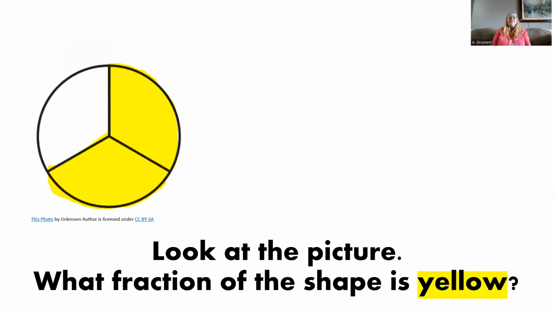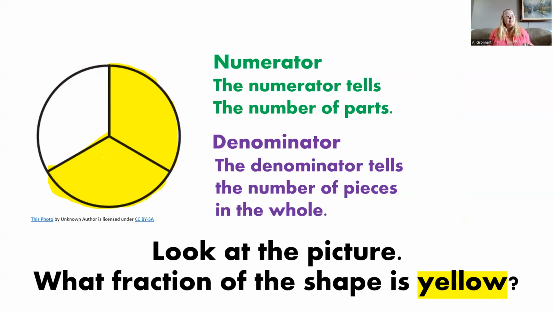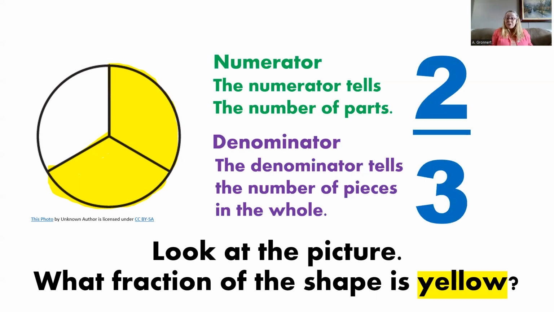Let's try another one. Okay, look at the circle. What fraction of the shape is yellow? That will be the numerator. How many of the pieces are yellow? Okay, now at the bottom of your fraction, we write the denominator. It tells the number of pieces in the whole. How many pieces are there in the circle? Okay, did you get it? Did you get 2/3? Excellent work. 2/3 of the circle are colored yellow.